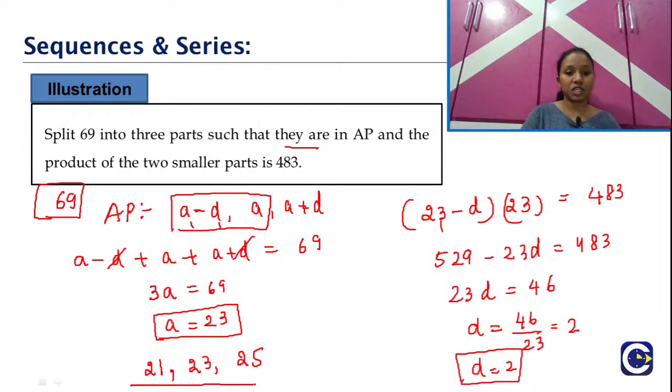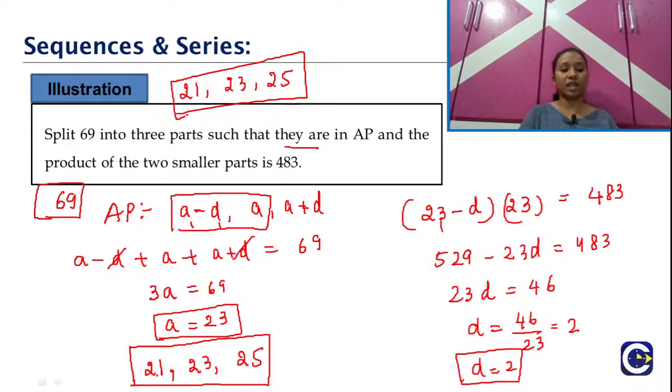So these are the three parts into which 69 has been split, such that these will be in AP. So this 21, 23 and 25 are actually in AP, and the total sum will be equal to 69. So the three parts here are 21, 23 and 25. So now you guys have got an idea why we are taking this format of progression in order to find the splitting parts of any given number here.